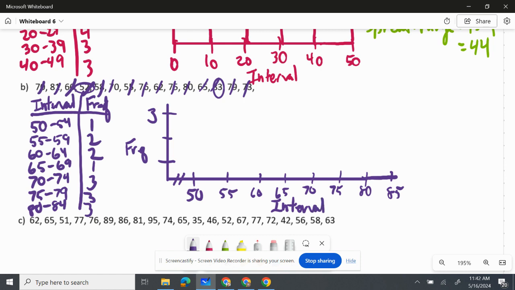And I'm going to look at the bins. So I have 1, and then I have 2 at 2, and then I have another 1, and then I have 3 at 3.